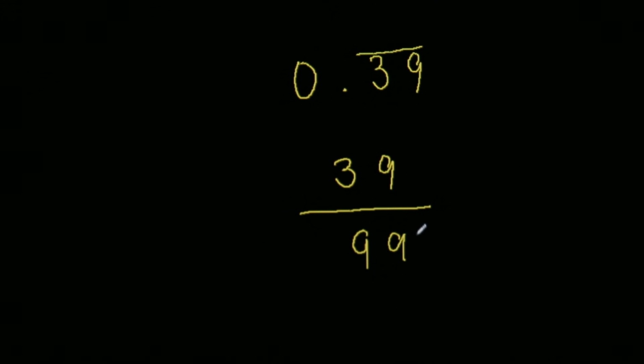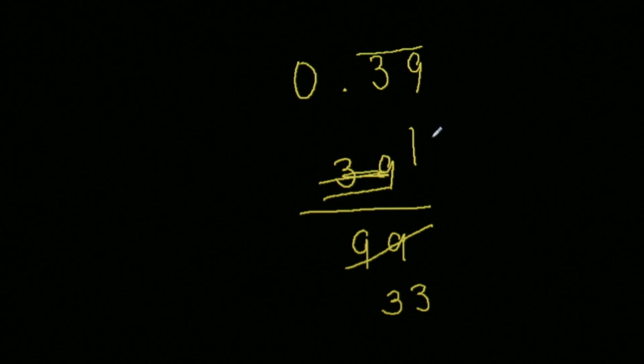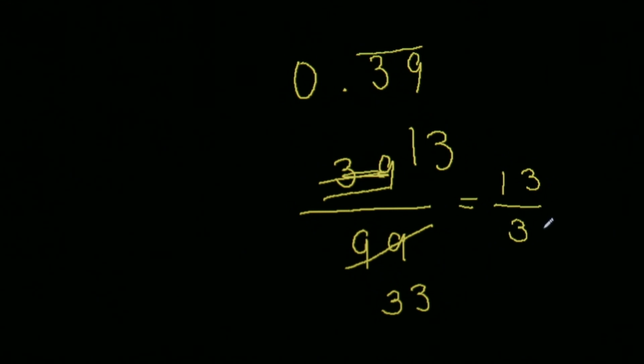And then, so that my mom doesn't get angry at me, I'll cancel them by a 3. So what we have here is 13 over 33. That was the denominator, and we're done.